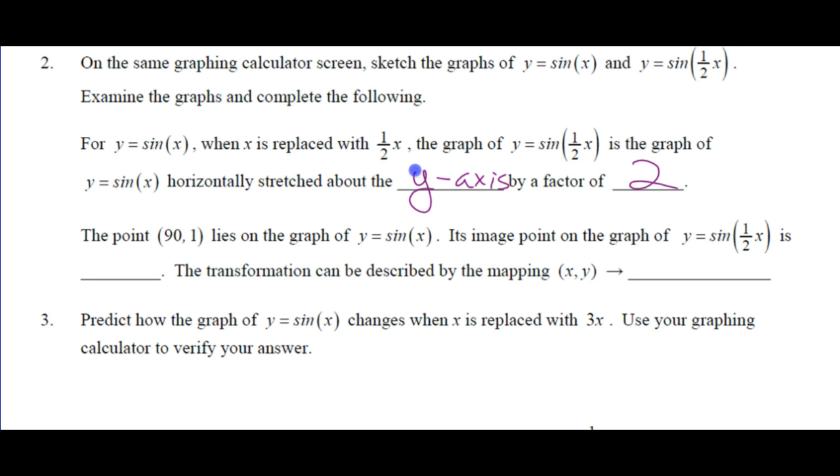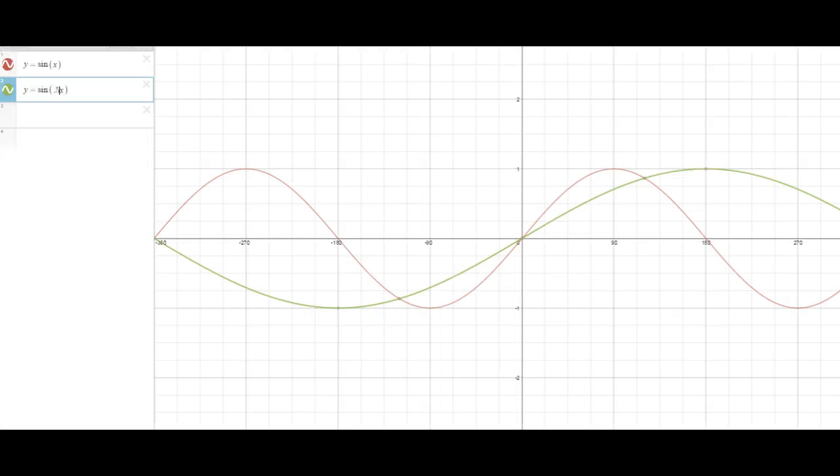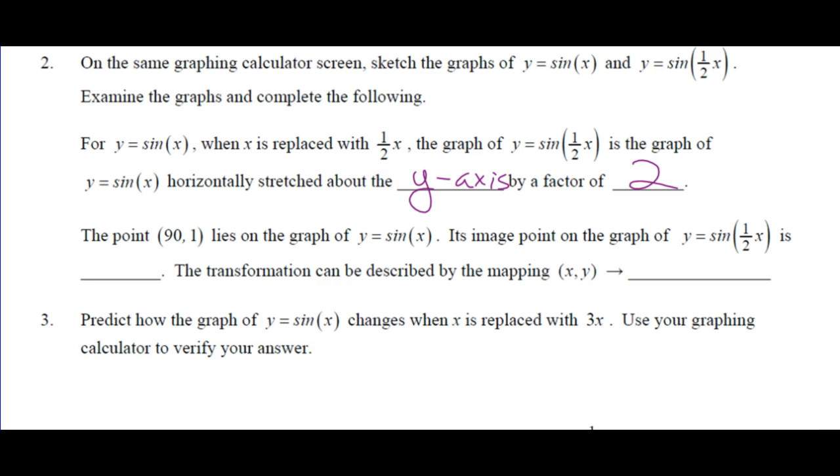The point 90, 1 lies on the graph of y equals sine x. Where has that moved to? 180 and 1. Just ask yourself, if I throw 90 into the sine function, I know it's going to give me back a 1. If I want to get a 90, the number I have to throw in here is 180. Then it'll take half of it and input it to the sine, and I'll get that. So its image point is 180, 1. The transformation is described by the mapping x, y becomes 2x, y.